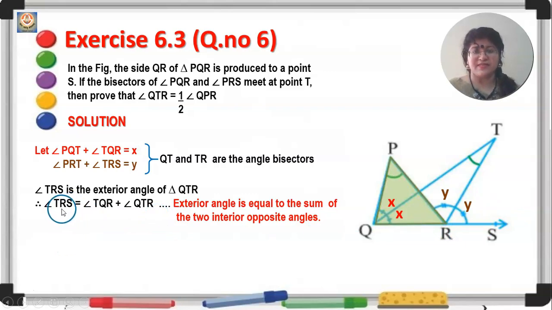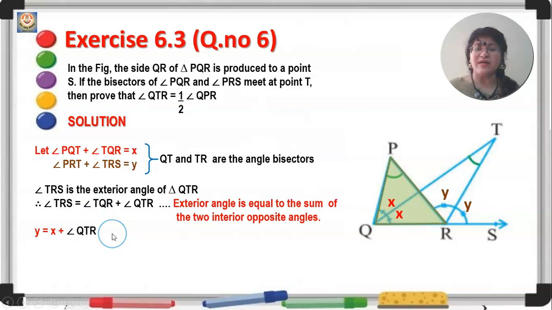What is TRS? Isn't TRS equal to Y? So in place of TRS, I will write here Y. What is TQR? TQR is this angle. Isn't it X? So in place of TQR, I will write X. Okay. And QTR, you do not know what is QTR. So we will leave QTR as it is. So you're substituting this.